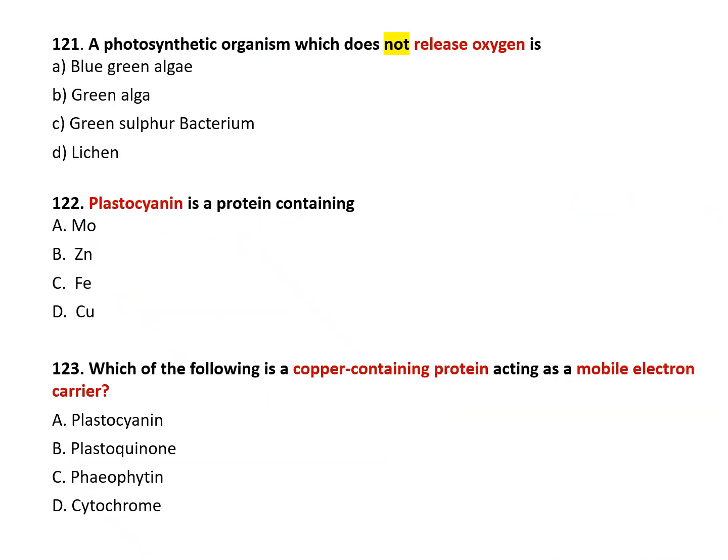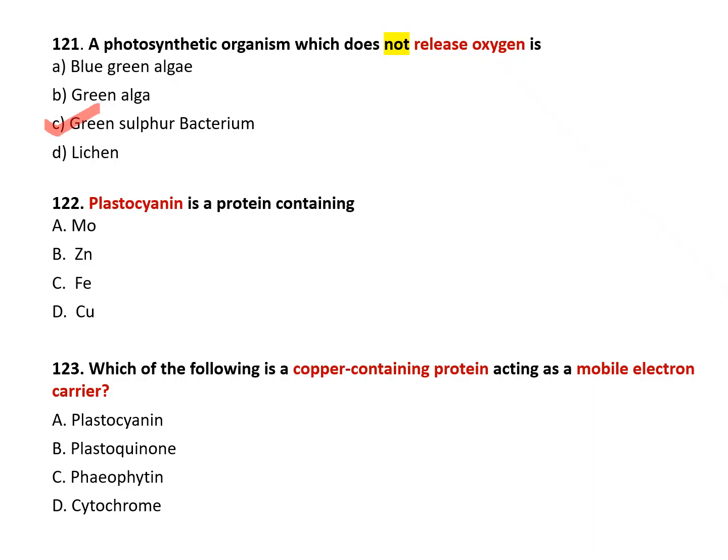The next question, number 121. A photosynthetic organism which does not release oxygen is: option A, blue-green algae; option B, green algae; option C, green sulfur bacterium; option D, lichen. The correct answer is option C, green sulfur bacterium.